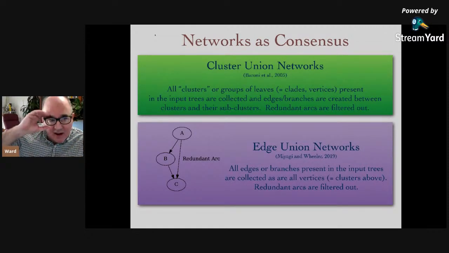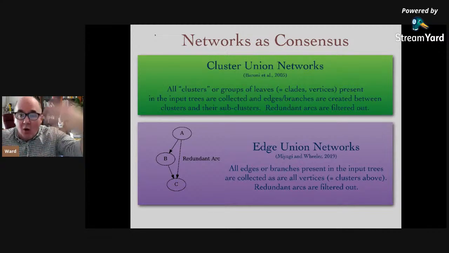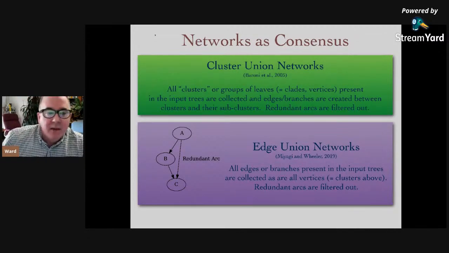Baroni et al. 2005. All clusters or groups of leaves. So this would be a clade, a vertex in the sense of an HTU that would imply all its descendants of whatever structure. So just all its descendant leaves. Present in all the input trees as originally described. And they are collected, and edges and branches are created between clusters and their subclusters. Redundant arcs are filled out.